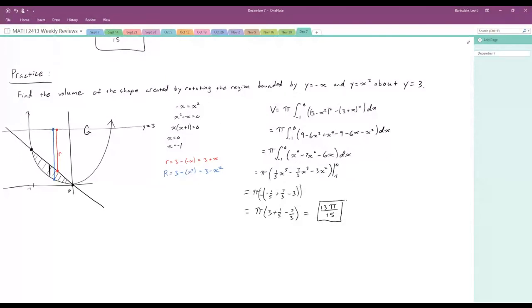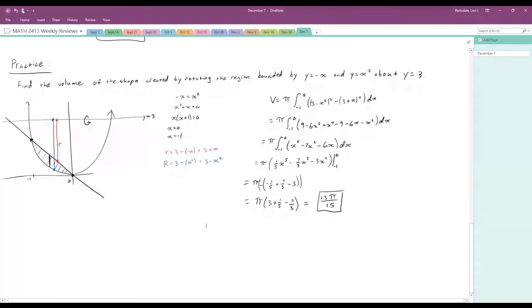All right. So again, just a quick recap. What we did is first we created our sketch and found our intersection points by setting our two curves equal to each other. From there, we used our sketch to help determine our capital R and our lowercase r, or in other words, the radius of our outer circle and the radius of our inner circle. And once we did that, we simply took those and plugged them into our formula for our volume and solved from there.